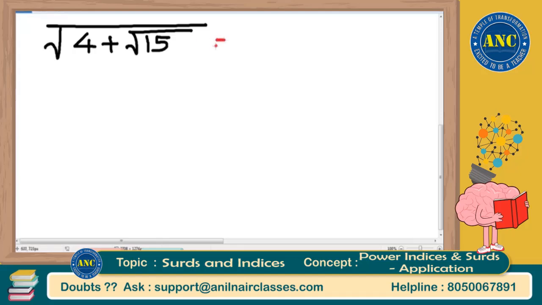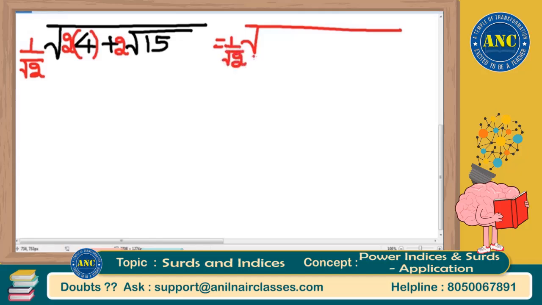I can write this as square root of, I don't have 2 here, so multiply by 2 inside the square root, and divide outside the square root by root 2. That means it is nothing but 1 by root 2 times the square root of 8 plus 2 into root 15, which is root 5 into root 3.